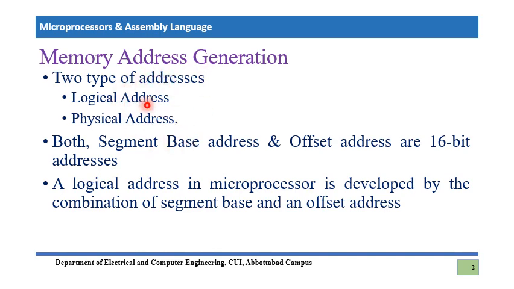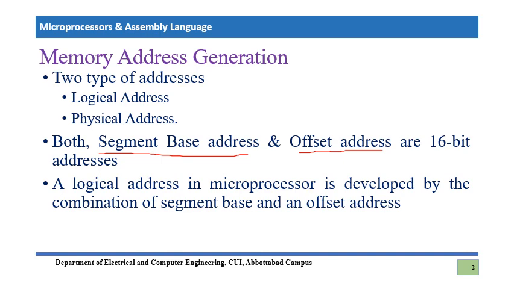One is called logical address. And what is a logical address? A logical address in a microprocessor is developed by the combination of the segment base address and the offset address. So when we combine these two addresses, the segment base address and the offset address, that is referred to as a logical address.